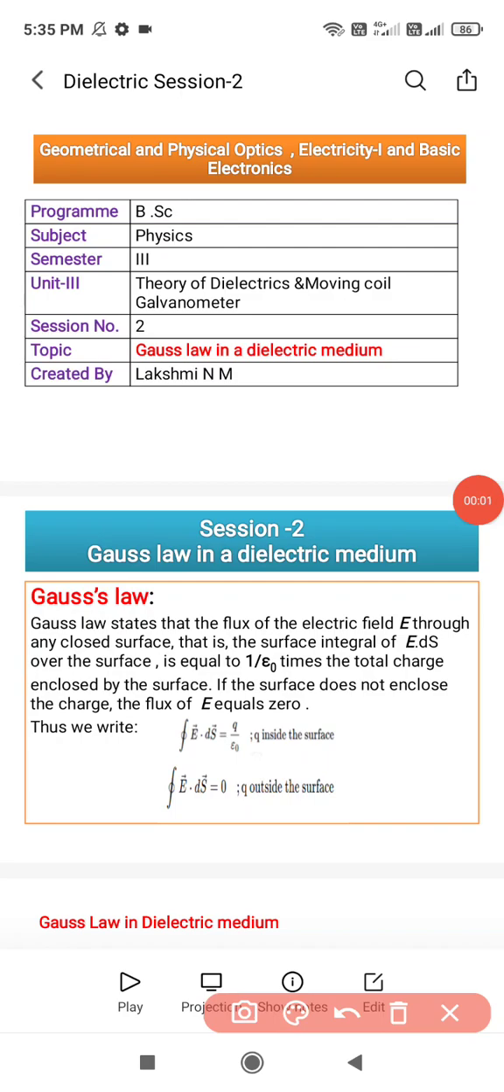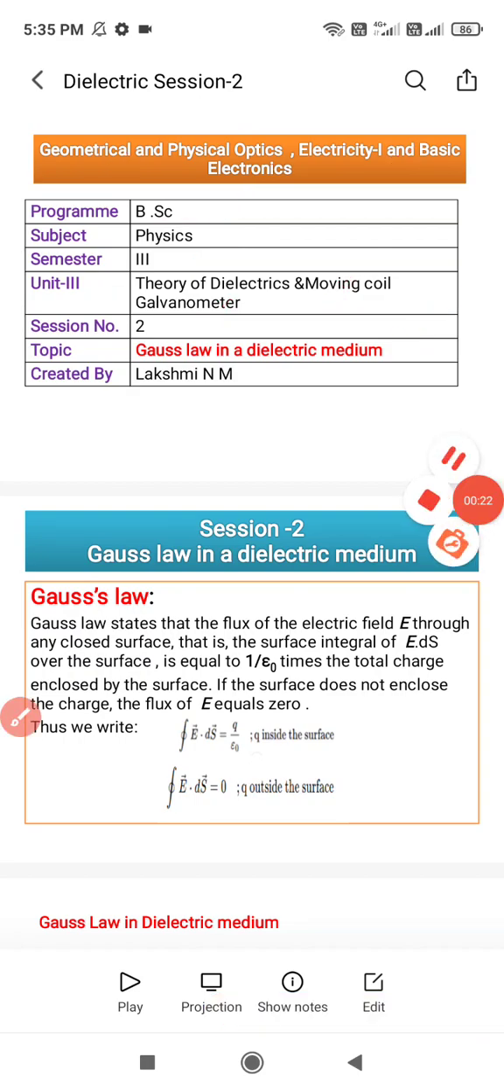Welcome to the physics class, BSc Physics, 3rd semester. Paper name: Geometrical and Physical Optics, Electricity 1 and Basic Electronics. In this paper, Unit 3, Theory of Dielectrics and Moving Coil Galvanometer. In the second session, we learnt about Gauss law in dielectric medium.